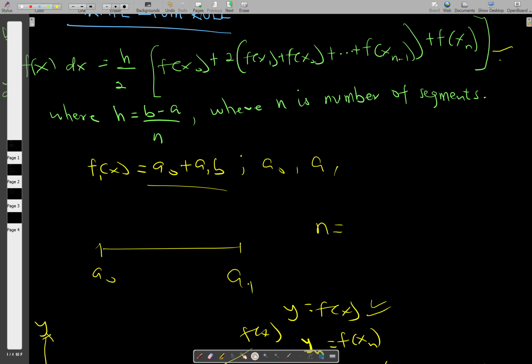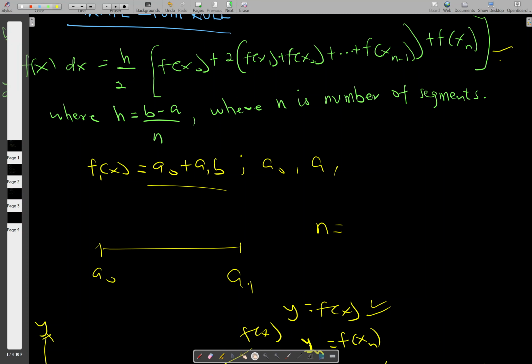Okay, so now let's look at some basic examples. We have two questions. We are to use the trapezoidal rule to approximate the following integrals. So let's solve the first question. Okay, so we are given n to be 6, then we have this integral.